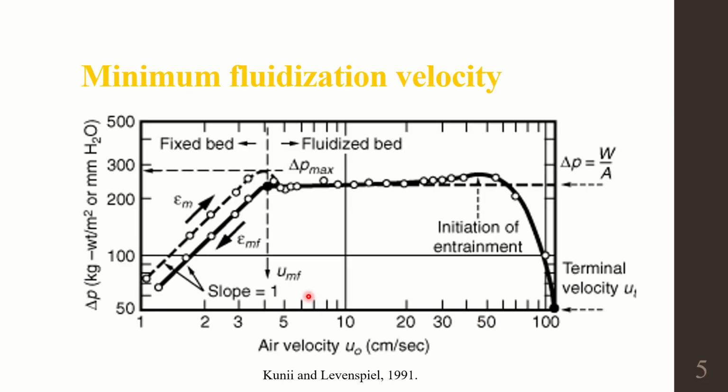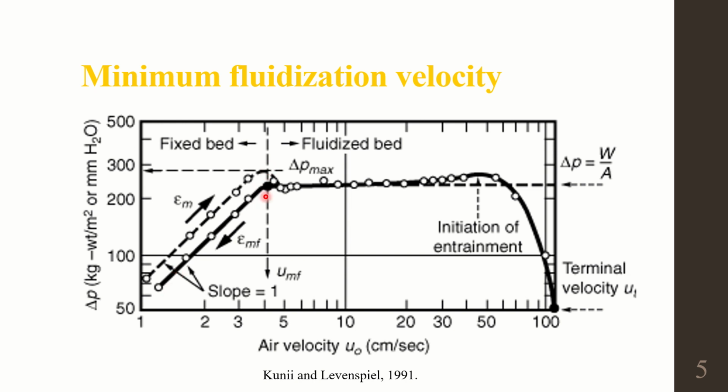So this is a graph explaining what a fixed bed and a fluidized bed are, and how we can identify them. It is a graph between pressure drop on the y-axis and air velocity on the x-axis. Initially, as we increase the air velocity inside the bed, till a particular point the pressure drop keeps increasing. This is known as the fixed bed.